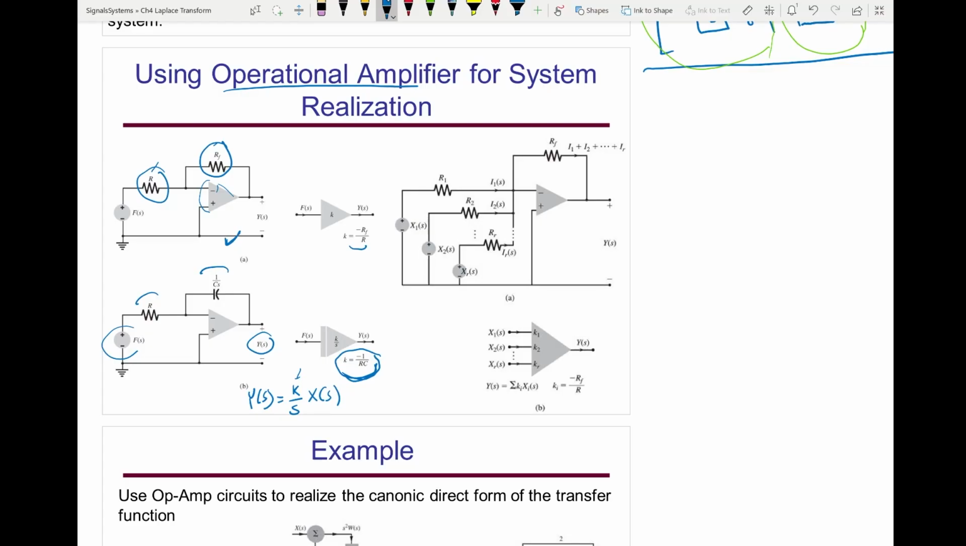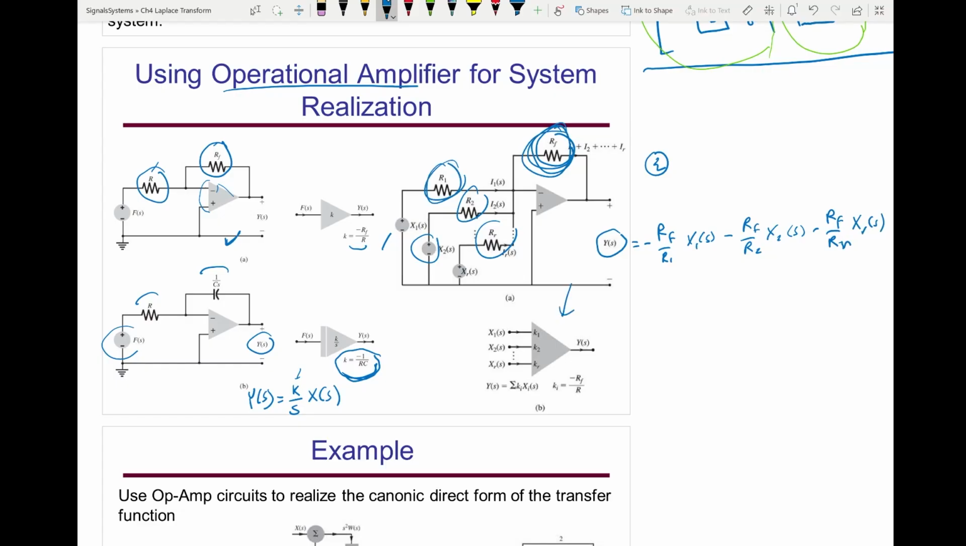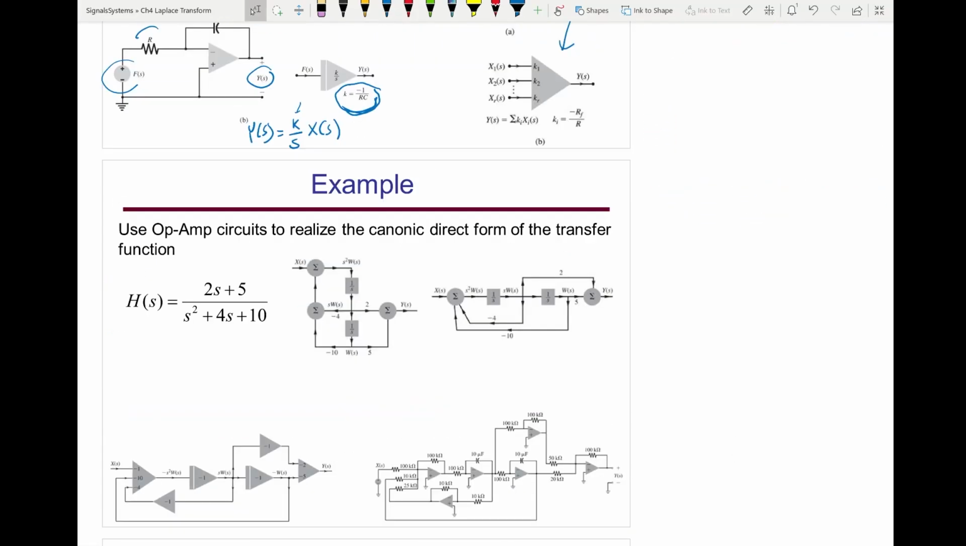The third one is the summing amplifier. So this is this one. In a summing amplifier, the output Y of S will be minus RF divided by R1 times the input X1 of S, minus RF divided by R2 times the input X2 of S, minus RF divided by RN times XN of S. And that is a summing amplifier. So these are the circuit components we will be using for system realization. So if you have H of S and you use form 2 realization, this is the circuit you will be getting, just like the examples we did.